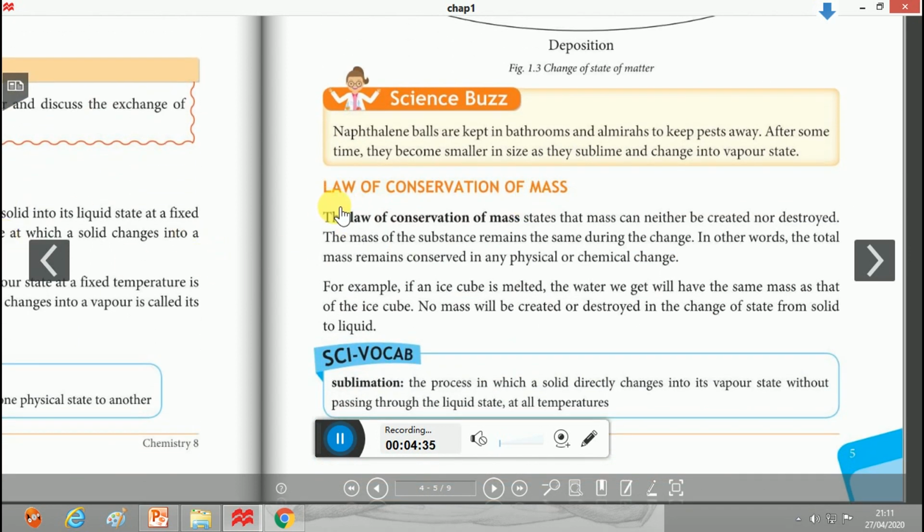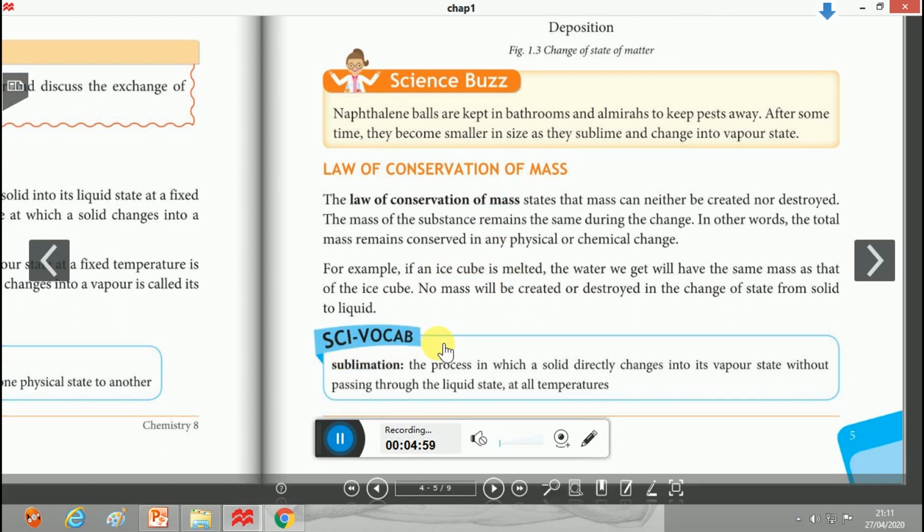In the last video for class 8, we described the law of conservation of mass. It states that mass can neither be created nor destroyed. The mass of a substance remains the same during the change. The total mass remains conserved in any physical or chemical changes. We have cited an example of the ice cube. In SCI vocab, there is a definition of sublimation. Most important: solid directly changes to vapor without passing through the liquid state at any temperature. These are your keywords.